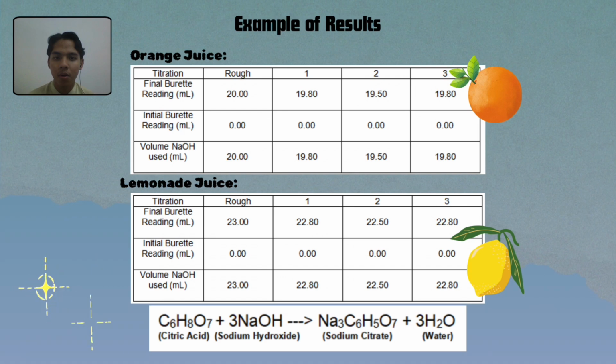Okay, so this is the example of results from our titration in fruit juice just now. And as you can see, down below is the chemical equation for citric acid and sodium hydroxide.